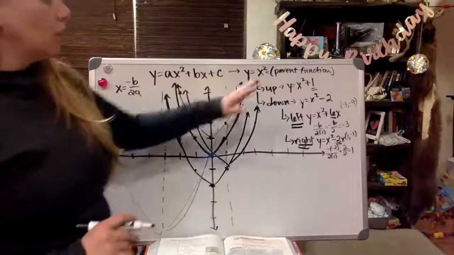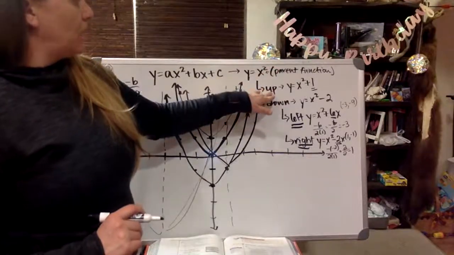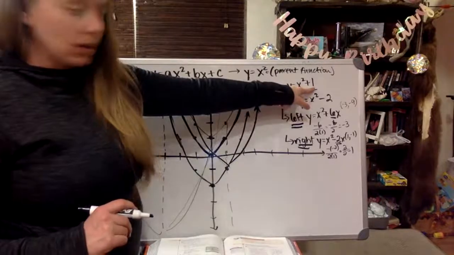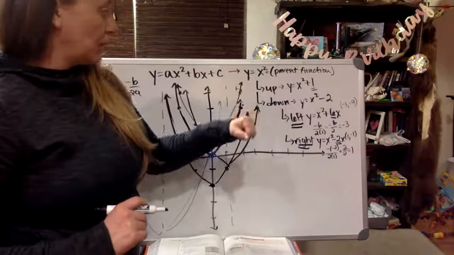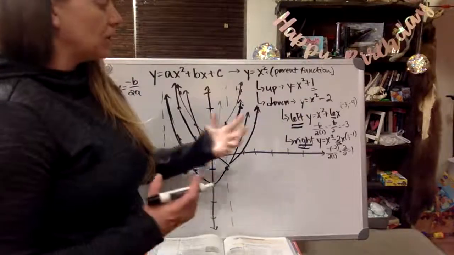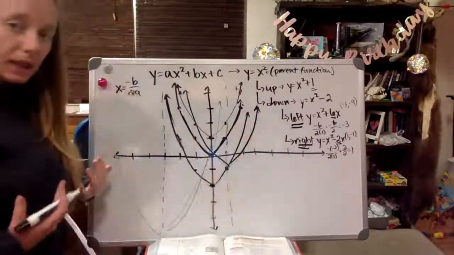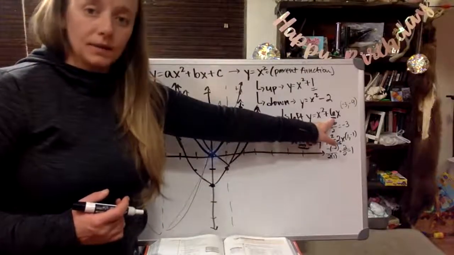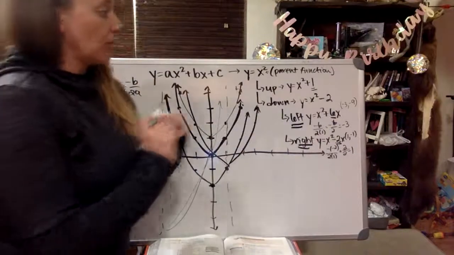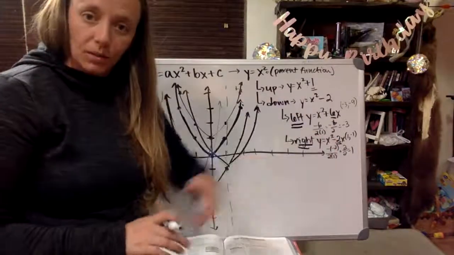All right, so to wrap it up. If something is shifting up, we want to see an increase in our c term in our equation. If we want to see it shifting down, we want to see a decrease in that c term. If we want to see our equation shifting left, we want to see a positive b term. If we want to see it shifting right, we want to see a negative b term.